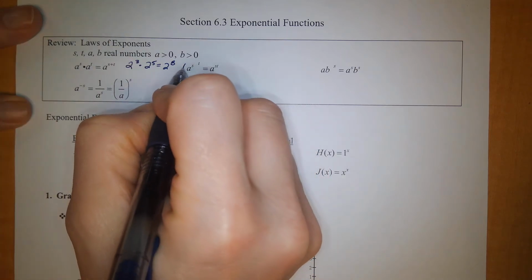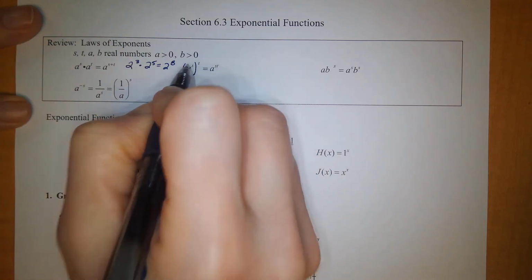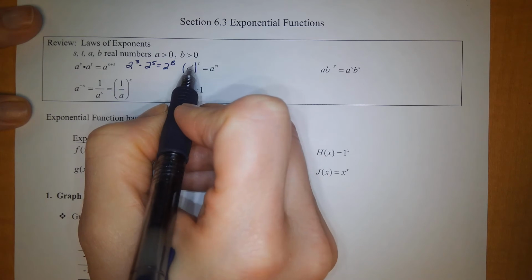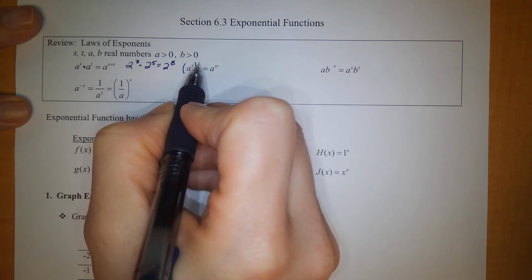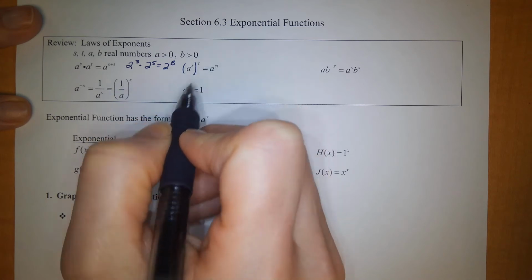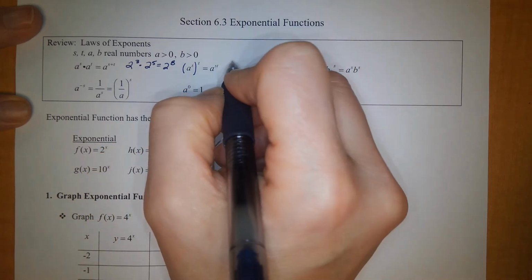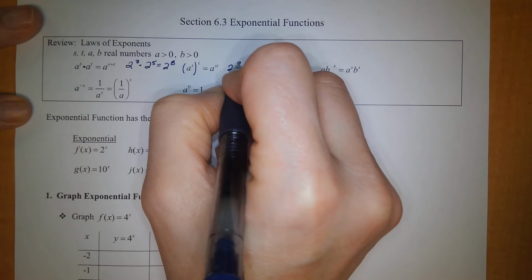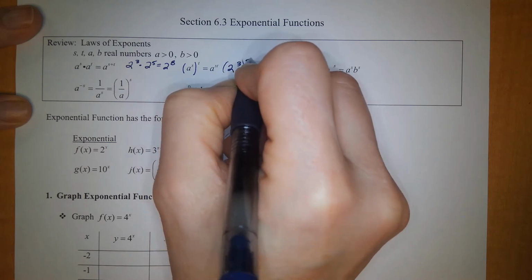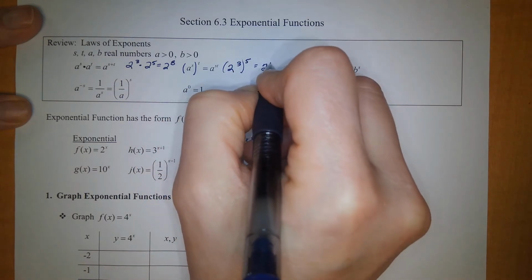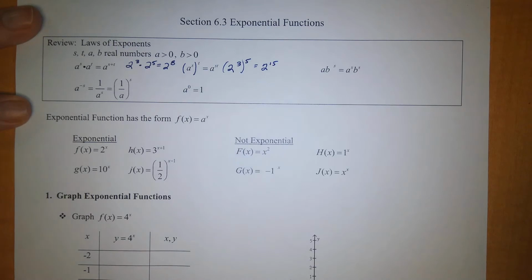Also, if you have a base raised to an exponent, and then that is raised to an even higher exponent, then you can multiply those two exponents together. For example, if you have 2 to the third power raised to the fifth power, it's equal to 2 to the 15th power.